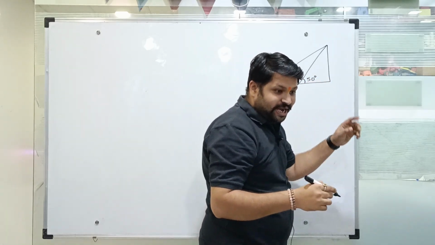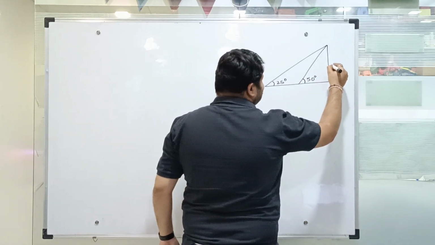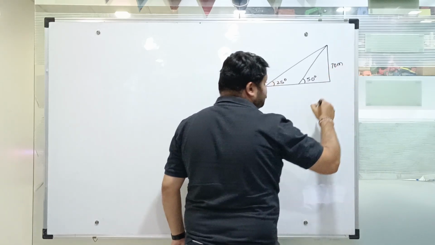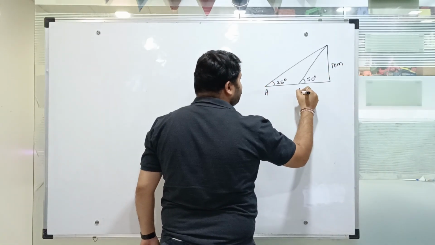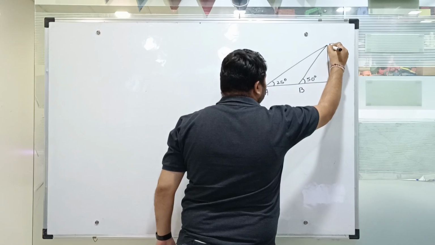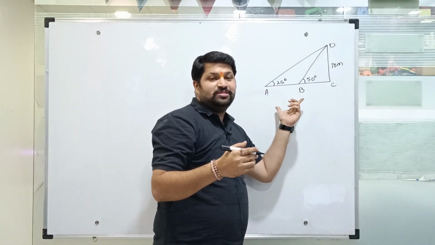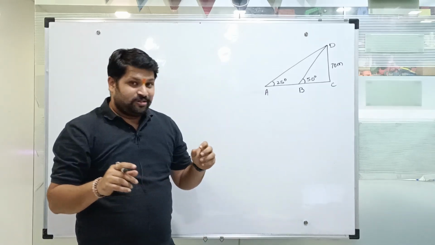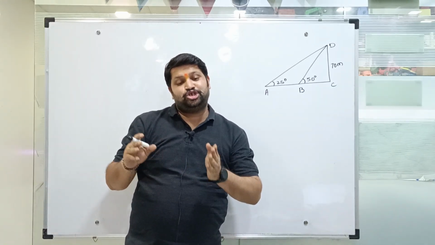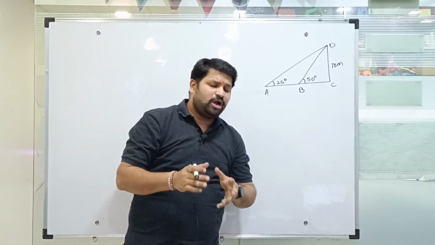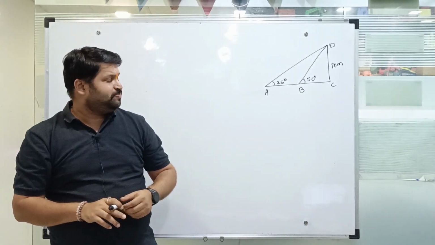Now the height is given to be 70 meters. We will name them as, say, A, B, C and D. Now we have to find the distance between the two people. This is something special that is taught to ICSE and not to state board or CBSE.